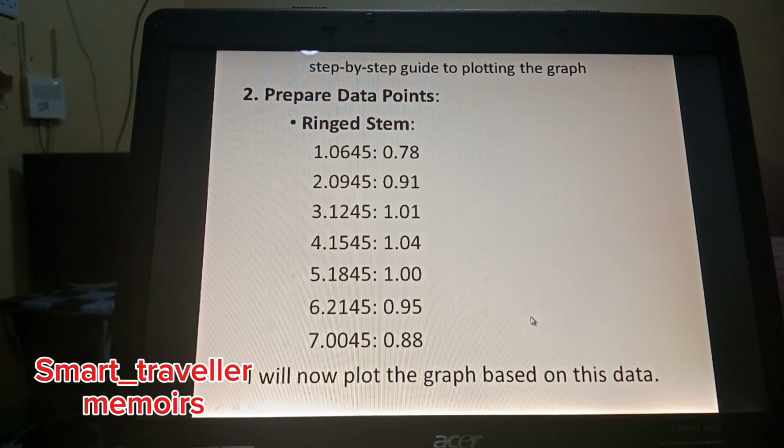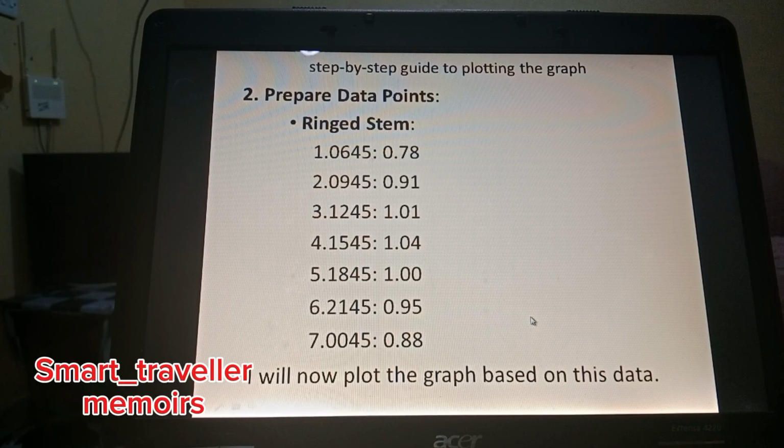Similarly, for the ringed stem, you have the same times. 0645 corresponds to 0.78, 0945 corresponds to 0.91, 1245 corresponds to 1.01, 1545 corresponds to 1.04, 1845 corresponds to 1.00, and 2145 corresponds to 0.95, and 0045 corresponds to 0.88.